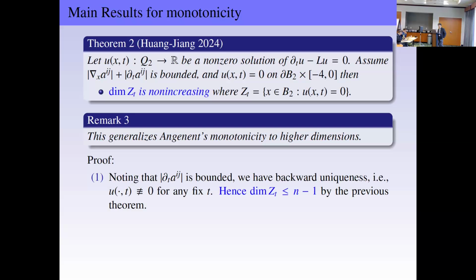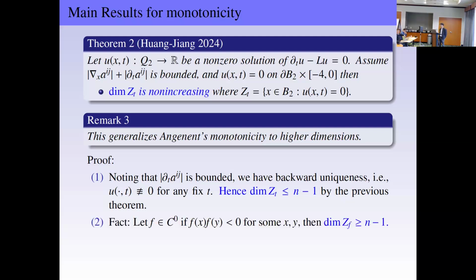Under this assumption, noting that partial t Aij is bounded, we will have backward uniqueness. That means since we assume the solution is non-zero, if we have backward uniqueness, we can see that at each time slice, u is non-zero. It cannot vanish in the whole time slice. So by our previous result, we can control that the Hausdorff measure is finite. In particular, we will get that the dimension of the nodal set is less than or equal to n minus 1, right? The measure is finite, and in particular, the dimension is bounded.